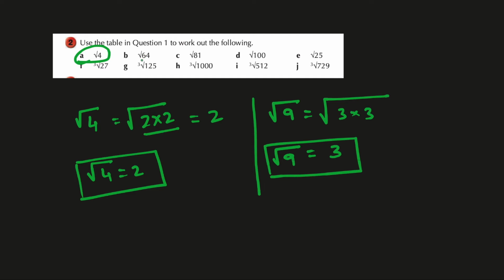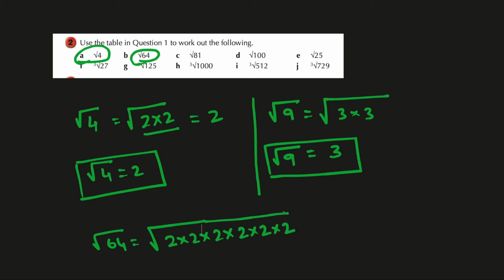Let's take the next example. So square root of 64, let's take it. I'm going to pair them up. So 2 times 2 times 2 times 2 times 2 times 2. This is what I split it into prime factors.